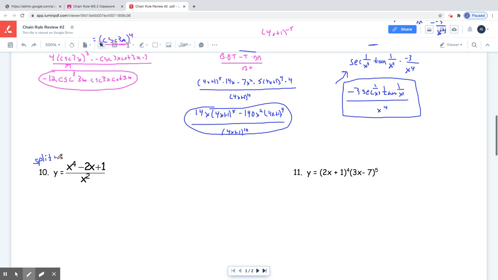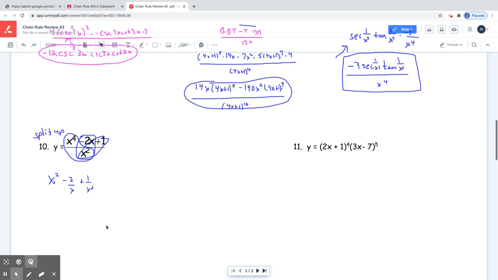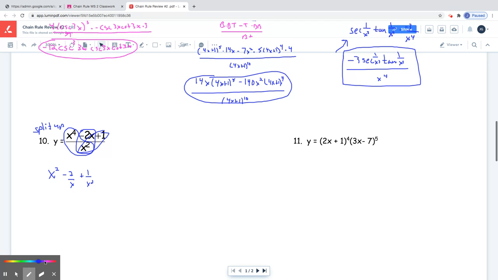All right. This is one of the ones where you split up. So you do x to the 4th over x squared, simplify that, which is x squared. You have negative 2x over x squared, which is negative 2 over x. And then you have 1 over x squared. And we're going to just take the derivative of each of those. All right. So the derivative of x squared is 2x, nice easy one.